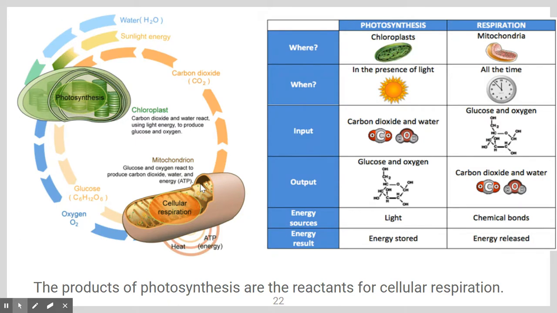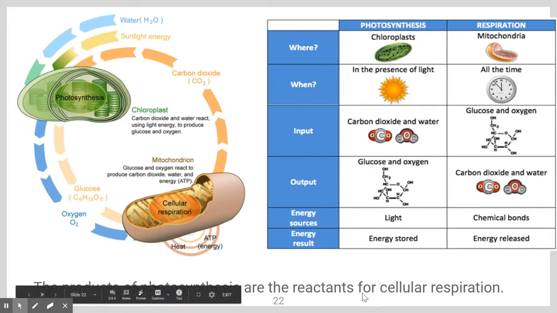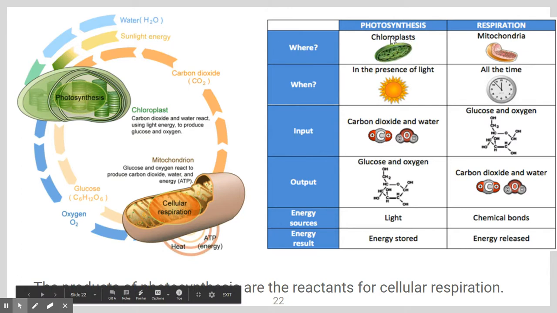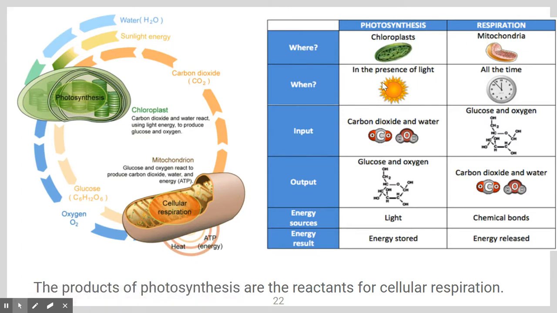All right, so once again, this one's real short. It's just the idea that the products of photosynthesis are the reactants for cellular respiration. It's the most important thing. Photosynthesis happens in chloroplasts. Respiration happens in mitochondria. Photosynthesis requires the presence of light for the first stage. Respiration can take place anytime.